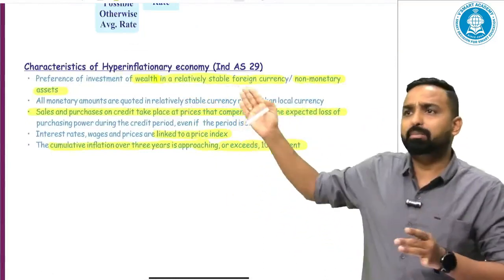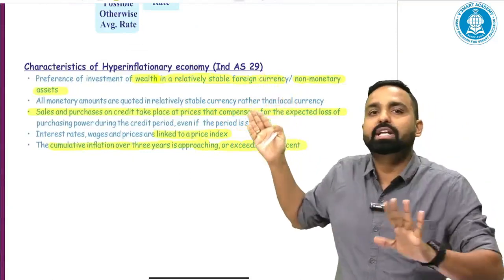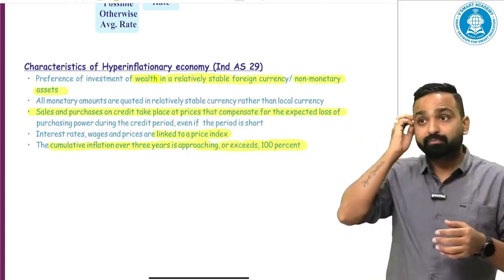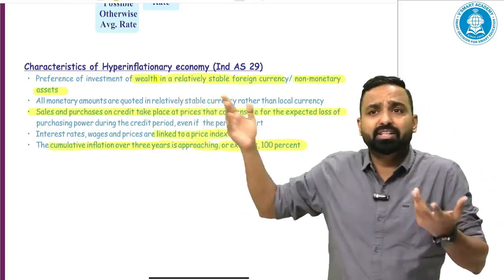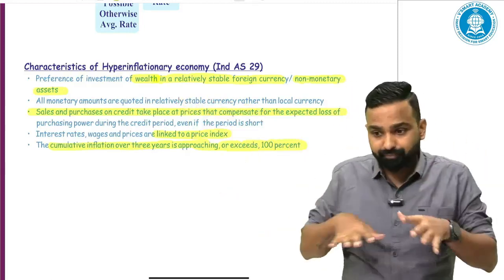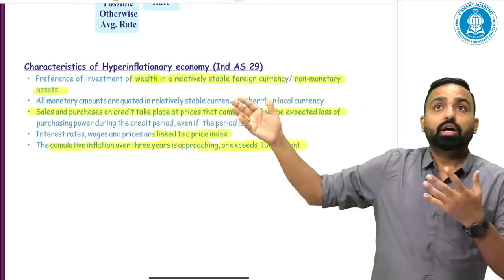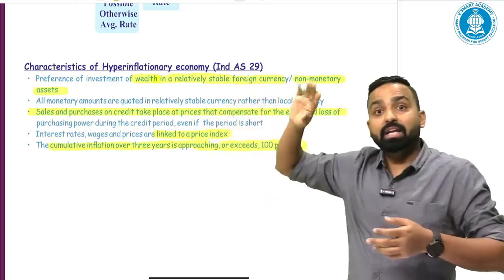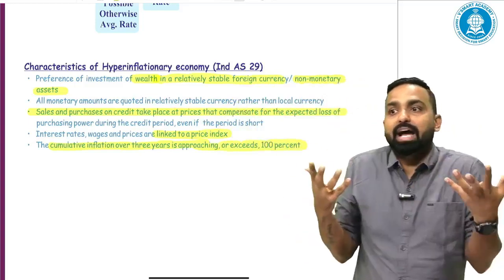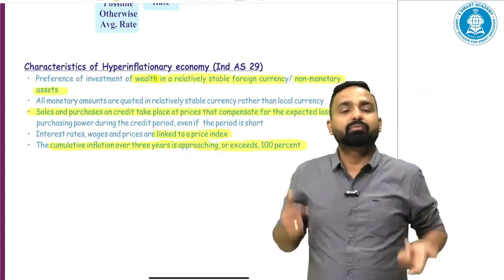You can read the characteristics as written in Ind AS 29. Ind AS 29 is not in our syllabus. But what are the characteristics of a hyperinflationary economy? The first characteristic is that the public of that economy save their money in a stable foreign currency. They don't have trust in their own country's currency. That is a hyperinflationary economy.